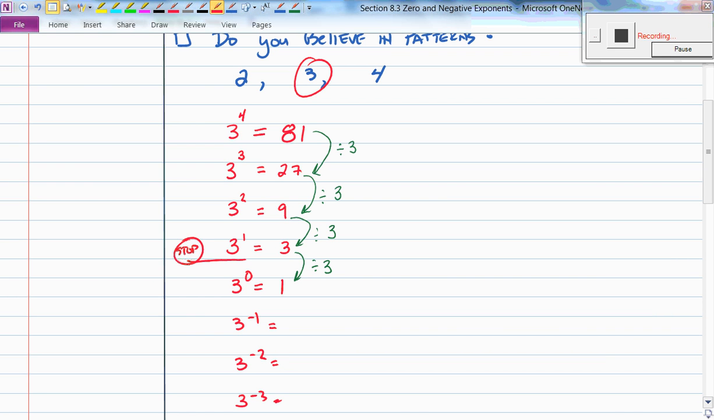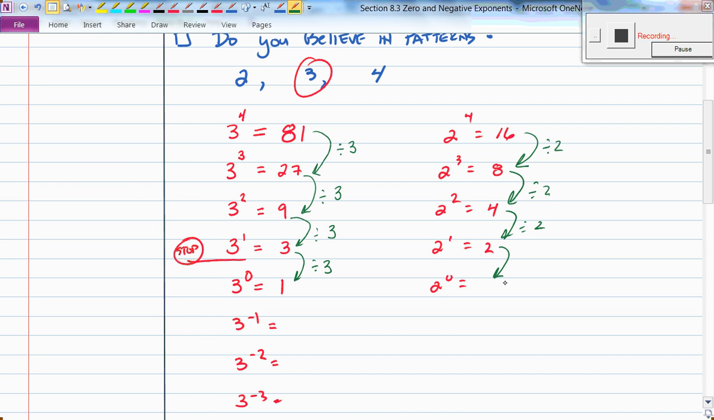Okay? Now, I want you guys to do that for yours. Now, if you're doing the 2s, if you have 2 to the 4th, then you have a 16 here. If you have 2 to the 3rd, then you have an 8 here, correct? If you have 2 squared, then you have a 4. And if you have 2 to the 1st, then you have a 2. And you're getting a 2 to the 0. So what number are you dividing by? Yeah, you're dividing by the base, aren't you? Divided by 2, divide by 2, divide by 2. So what does this have to be? Please figure out yours.